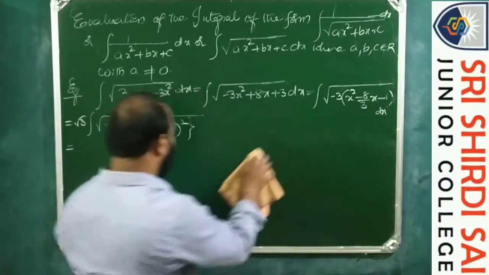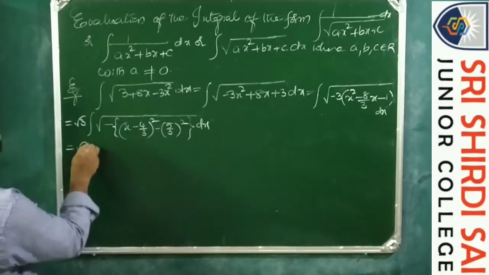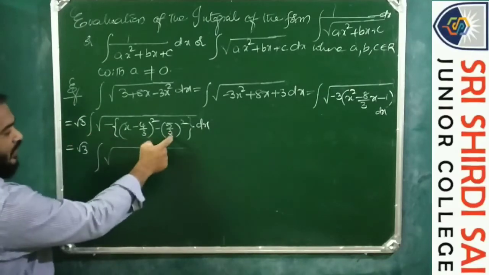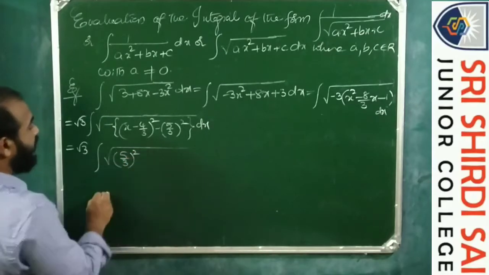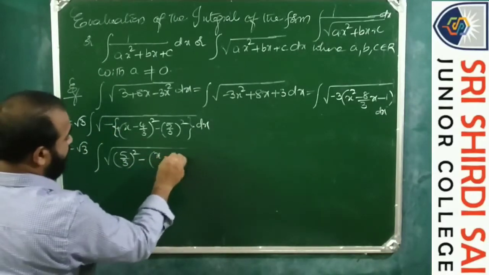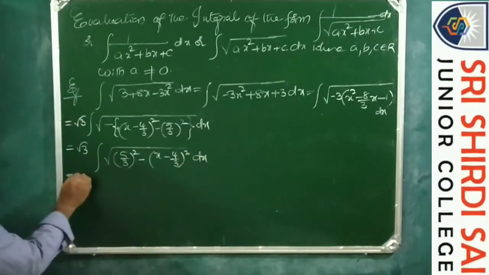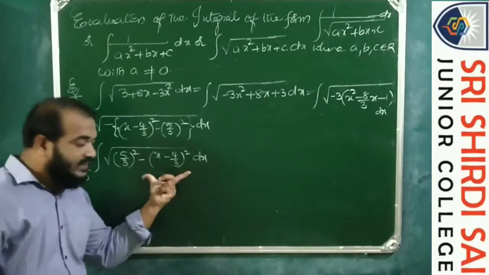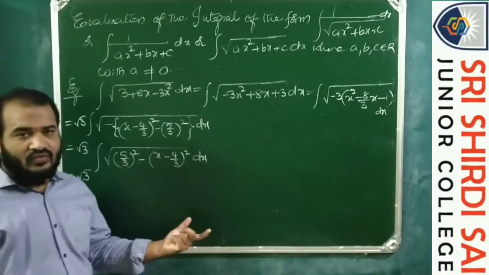Now let us proceed from here. dx, this is equal to root 3 into the integral of this. Inside you multiply minus into minus, which is plus, so 5 by 3 whole square minus x minus 4 by 3 whole square dx. So this is of the form integral root of a square minus x square dx.